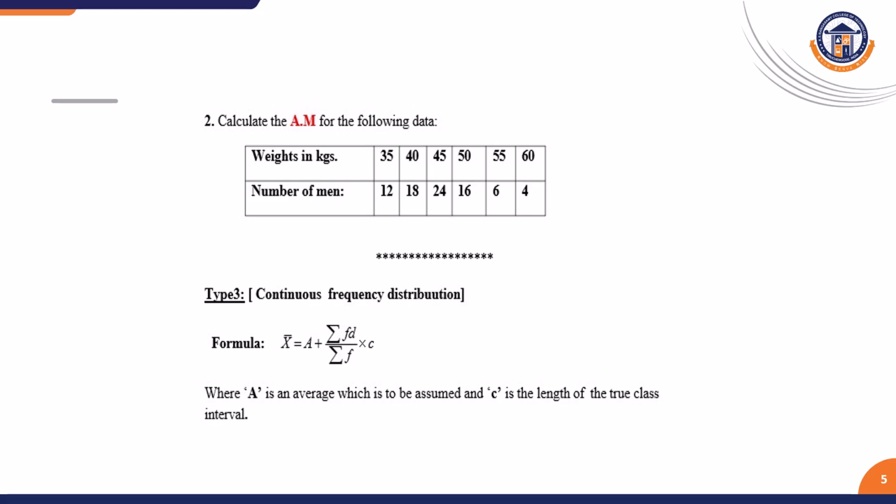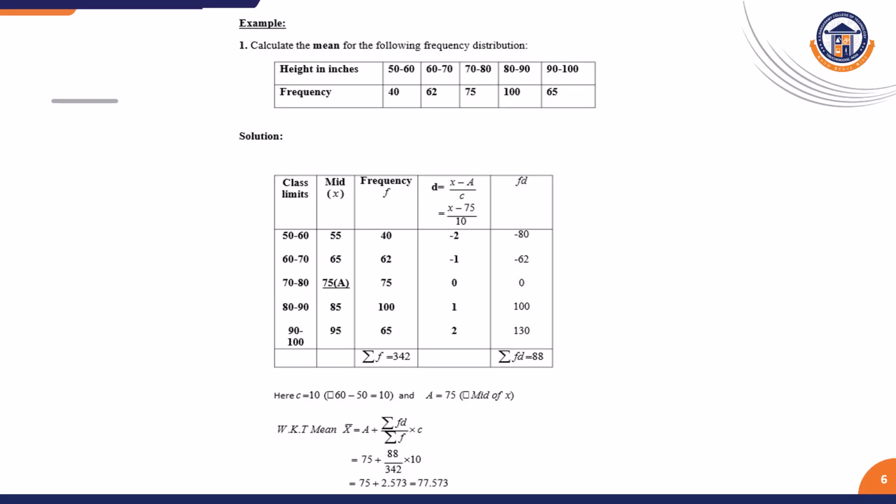This is another example. Now we move to the continuous frequency distribution. The mean x bar for a continuous frequency distribution is a plus summation fd by summation f into c. Here one example is given for a continuous frequency distribution. Two sets of data are given. One is height in inches, 50 to 60, 60 to 70. Actually it is called the true class limit. Another starts from the same 60. Here also it is called the true class limit, and the corresponding frequency is also given.